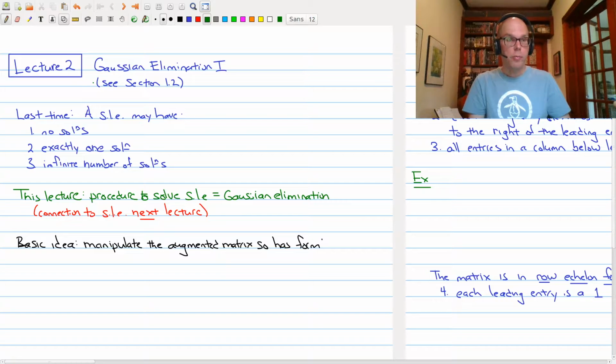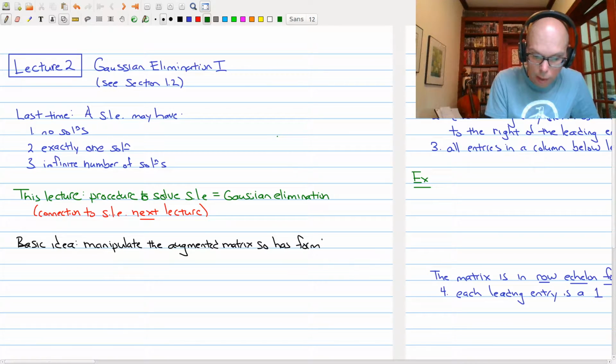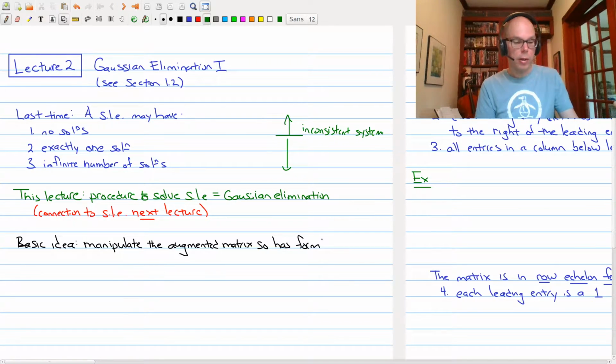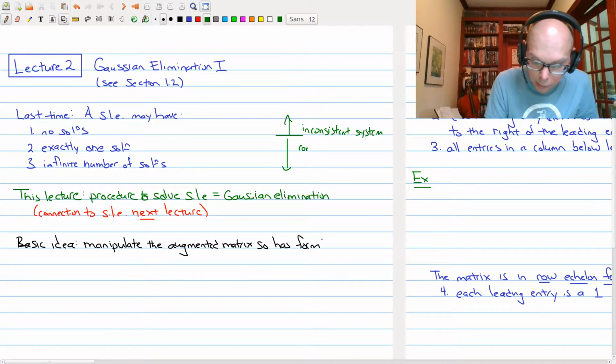So just a quick summary of what we saw last time. We were looking at systems of linear equations, and we saw that it was stated that any particular system of linear equations has either no solutions, exactly one solution, or an infinite number of solutions. And we divided these into various categories. So if you were above the line, you were called an inconsistent system. And if you fell into the other two categories, you were called a consistent system.